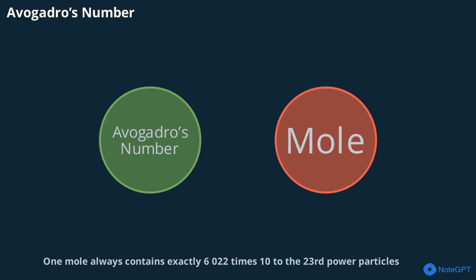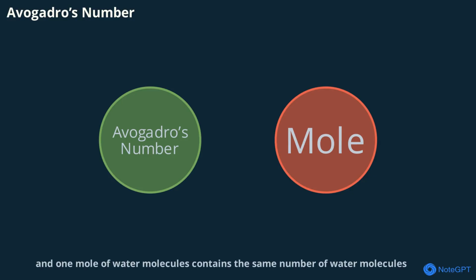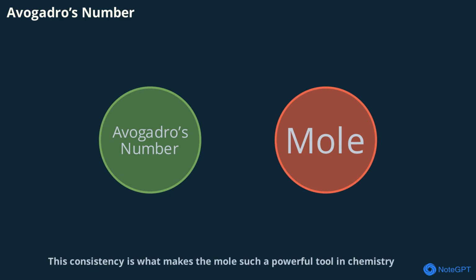One mole always contains exactly 6.022 times 10 to the 23rd power particles. This massive number is called Avogadro's number. It's a constant that applies whether you're counting atoms, molecules, or formula units. For example, 1 mole of carbon atoms contains 6.022 x 10^23 carbon atoms, and 1 mole of water molecules contains the same number of water molecules.